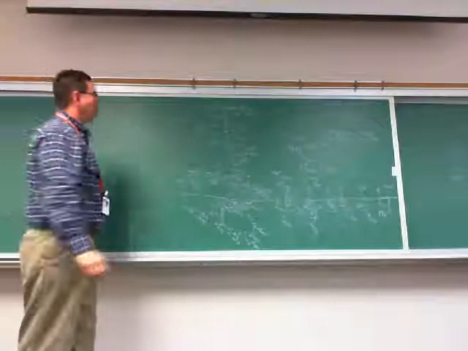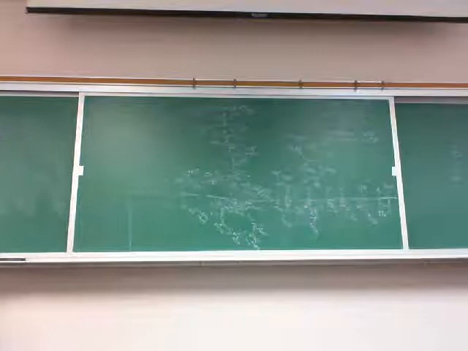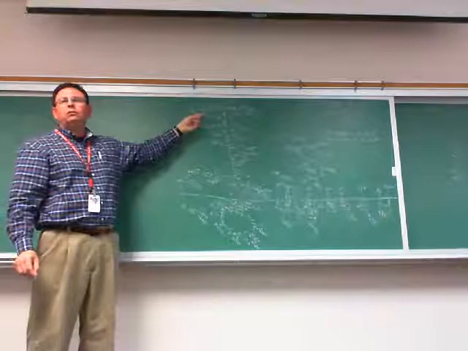We need glucose 6 phosphatase. What cells have glucose 6 phosphatase? Liver and the kidney. It's actually the renal cortex of the kidney. And where is glucose 6 phosphatase located in the cell? In the endoplasmic reticulum. That's exactly right.